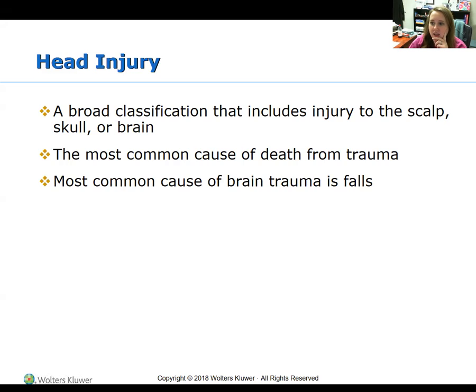Okay, so head injuries. We're going to talk about different types of head injuries. It's a pretty broad category, but it could be injuries to the scalp, skull, or the brain. This is the most common cause of death from trauma. And the most common cause of brain trauma is falls. That's not surprising, is it?